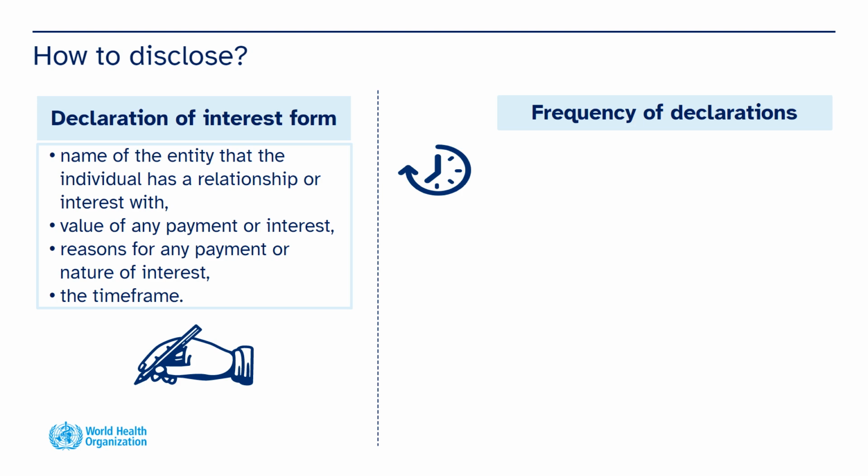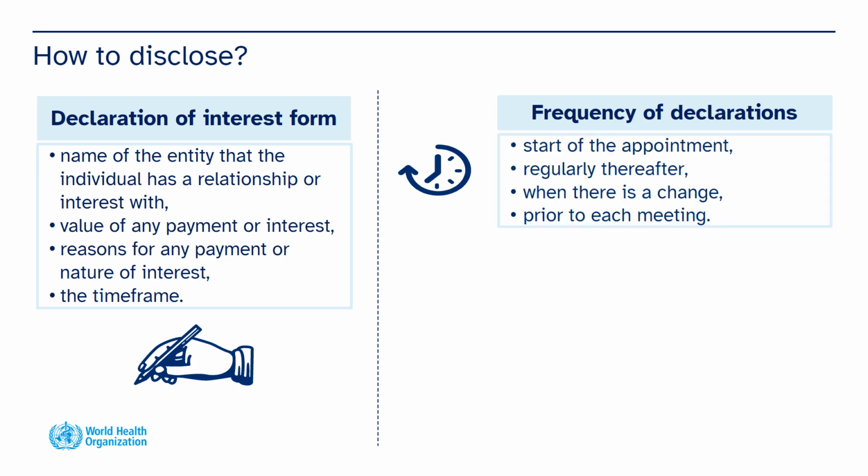Detailed, written declarations should be submitted at the start of appointment, and then regularly, usually annually, for activities that occur continuously, such as procurement, or when there is a significant change in the person's work responsibilities, activities or interests.